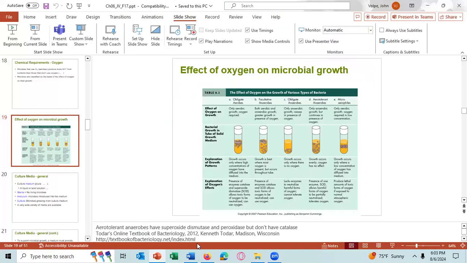And when you first take the tube out of the autoclave, there will be no oxygen in the media, but there's oxygen in the air. And so the top of the tube will be full of oxygen, 20 to 21% oxygen. And as you go down the tube, there will be less oxygen, until you get to the bottom of the tube, where there will be no oxygen.